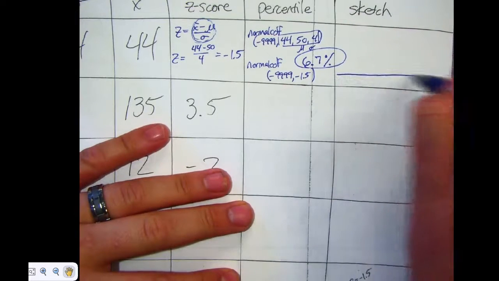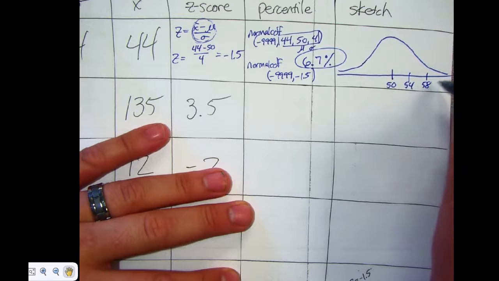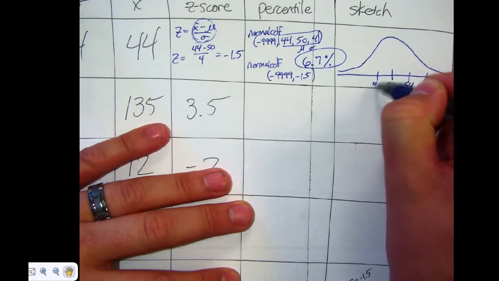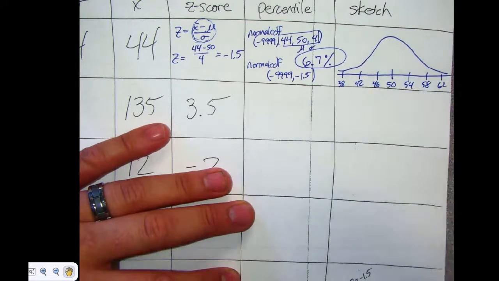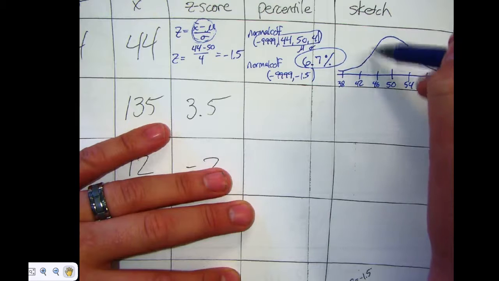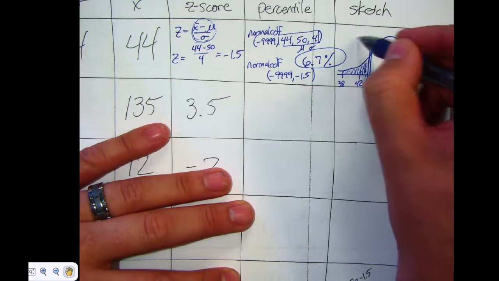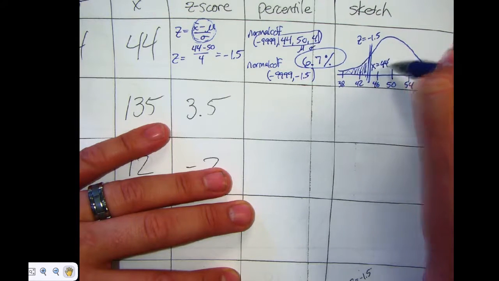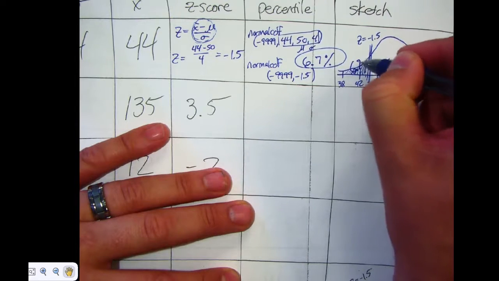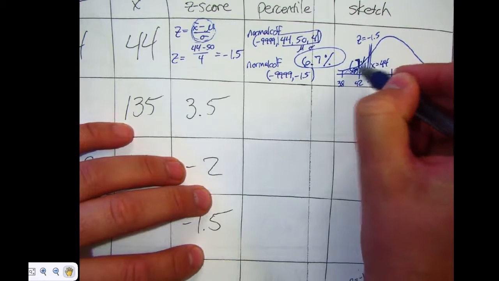And then sketch. So the mean is 50. We're going up and down by 4s, 3 times. We are at 44, so about right here. We got our z-score. X bar is 44. And this is 6.7%. I kind of shaded too dark with the pen.